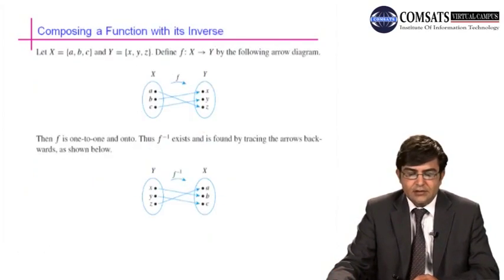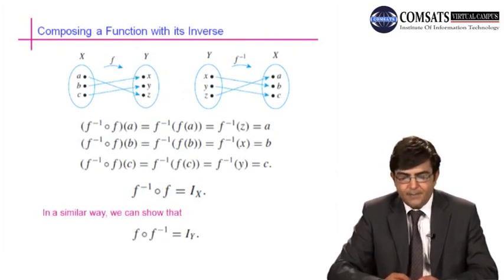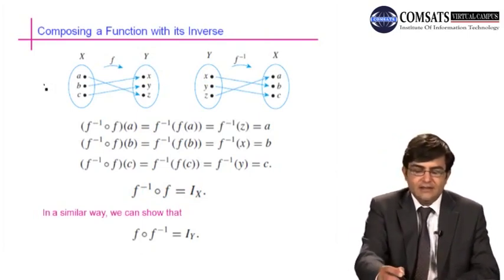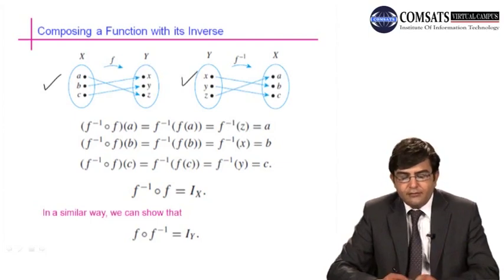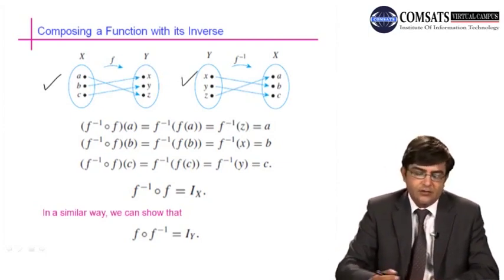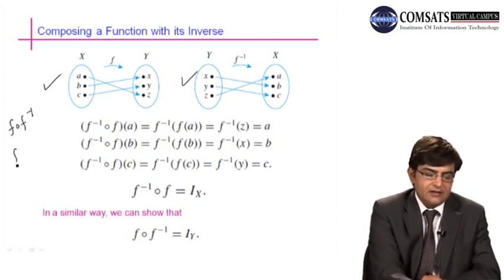Next is the composition of a function with its inverse function. For example, if we are given a function this and its inverse is this, you can define it easily, as we have discussed in the earlier slides how to find the inverse of a function. Now we want to find the composition of function f and its inverse. That is, we have to find f circle f inverse or f inverse circle f.